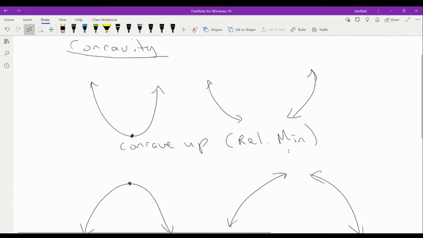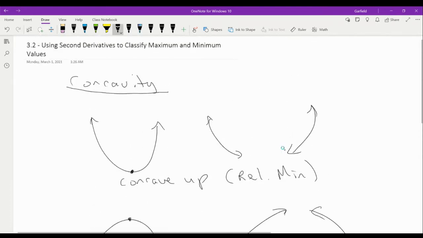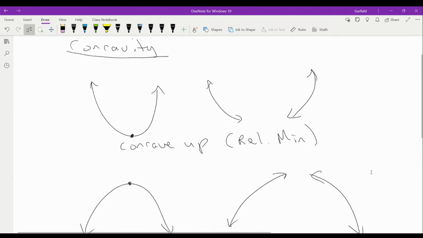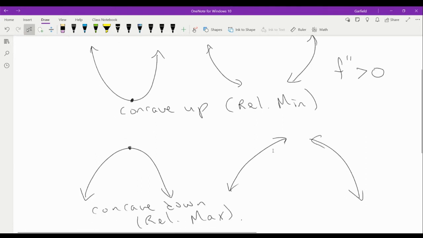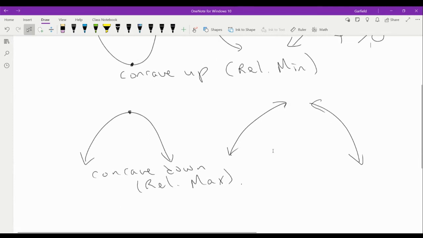Now there's also something interesting about this and why it's called a second derivative test. When something is concave up, the second derivative is positive. So the second derivative is going to be greater than 0. And when it's concave down, the second derivative is going to be less than 0.